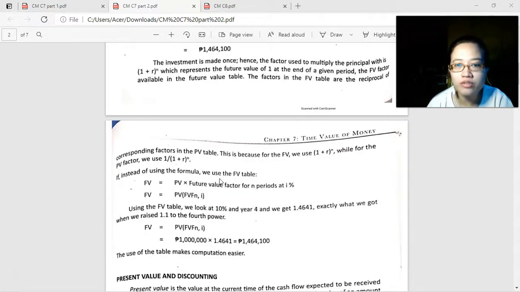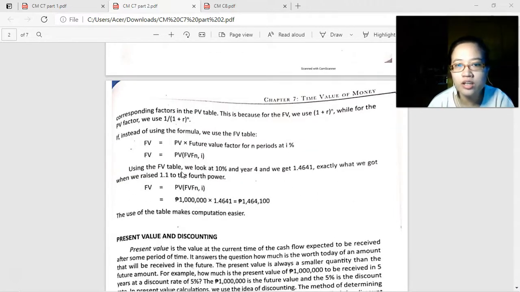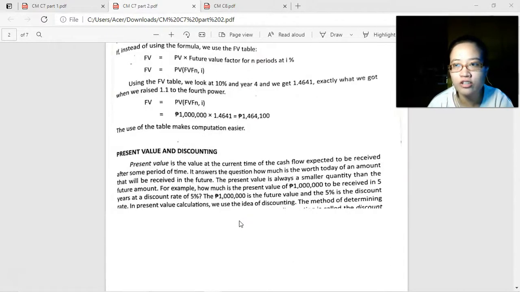So, if instead of using the formula, we use the FV table, so present value times the future value factor for n periods at the interest rate. Okay? So, yun na siya. Using the FV table, we look at 10% and for year 4, and we get 1.4641. Okay? If you have the table available to you. Pero kung wala, pwede mo naman gamitin yung calculator mo. What we got when we raise 1.1 to the fourth power. So, future value niya is 1,464,100. The use of the table makes computations easier, pero pag sanay ka naman sa calculator, carry na din.